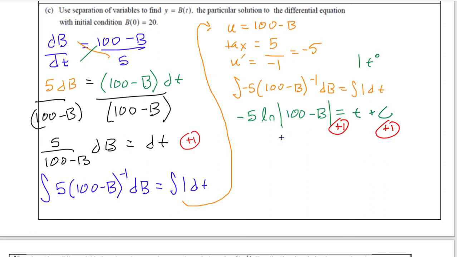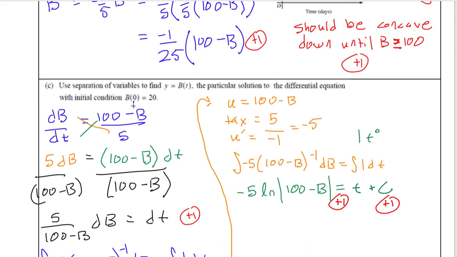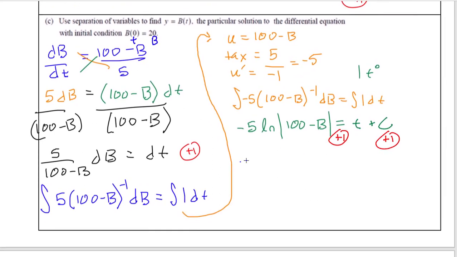So I'm now going to rewrite this green equation, but I'm plugging in our lowercase t is 0 and our capital B is 20. So -5 natural log, absolute value still, I haven't taken it yet, 100 minus capital B was 20, and absolute value is equal to 0 plus c.